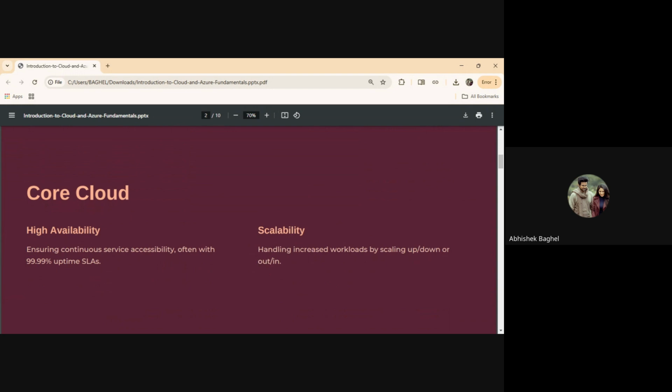MS Teams, these are software as a service. Google Meet we are taking, and this is also software as a service. Okay. And a few models are there by which we can develop the cloud.